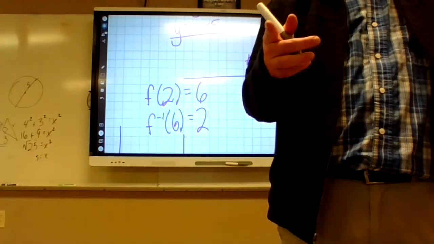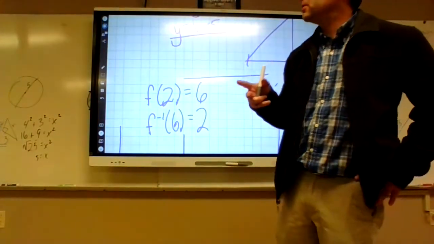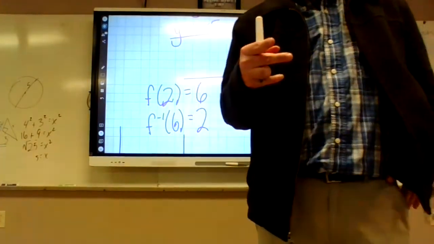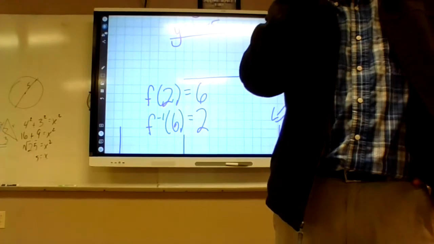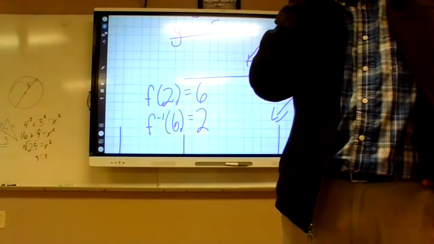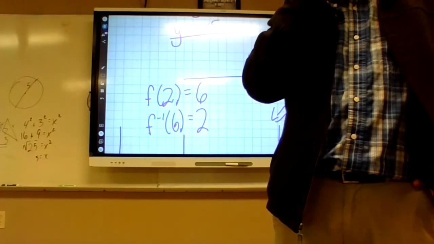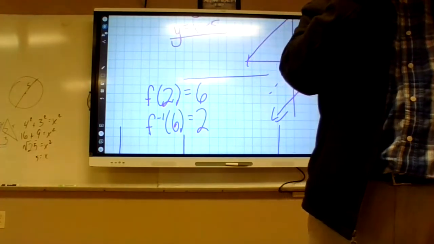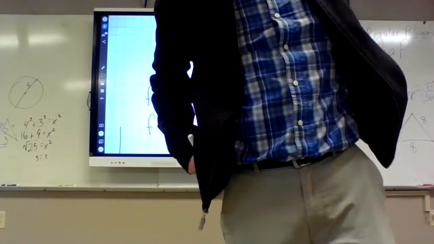Okay, B, you want to go back to B? I looked in the parentheses first. So what's f of 3? And then that means you have to apply the inverse. And C is almost the same thing, pretty much.